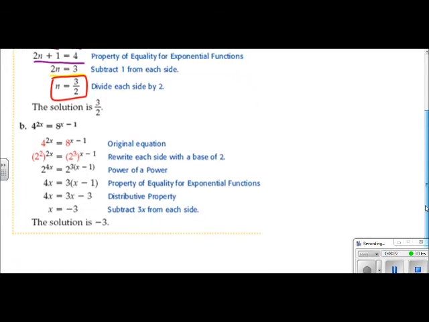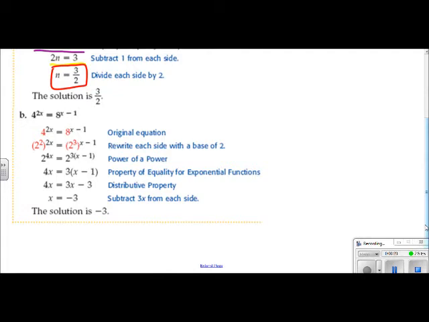Let's try that again. If we've got 4 to the power of 2x equals 8 to the power of x minus 1, well, in this case, we can't get 8 to a power of 4. We can't get 4 to a power of 8. We have to find something that they both work as. Well, 4 we can call 2 to the second power. 8 we can call 2 to the third power. Now we've got everything in powers of 2.